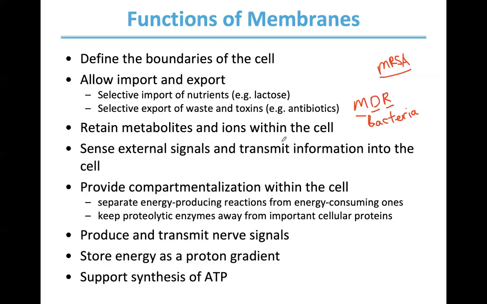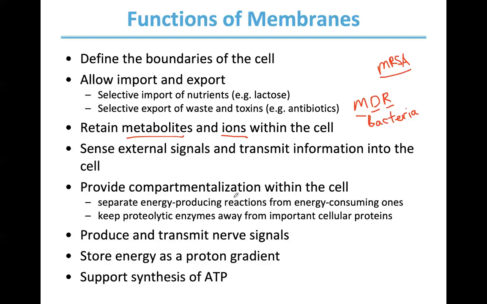All right, so then, membranes retain metabolites and ions within the cell, right? Many of these metabolites and ions will have charges or be polar, so they will not be able to cross the cell membrane. They will sense external signals, right? So the membranes have to have some kind of molecules on the outside. They can sense what's going on in the outside world and transmit that information into the cell.